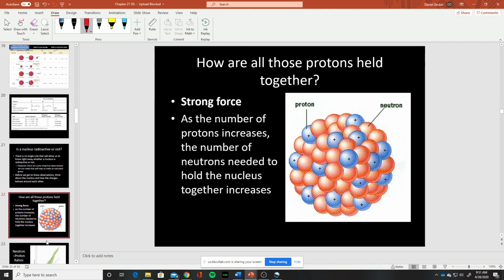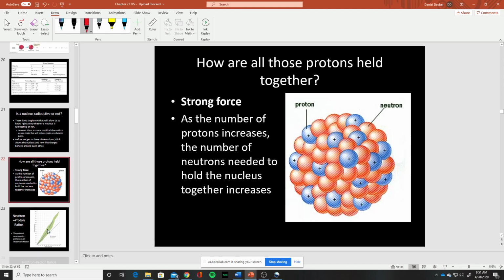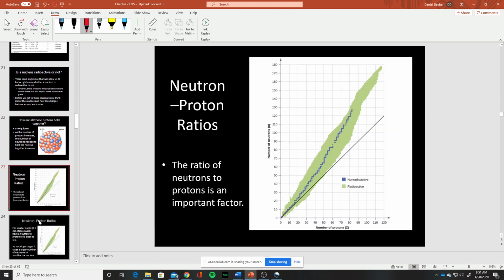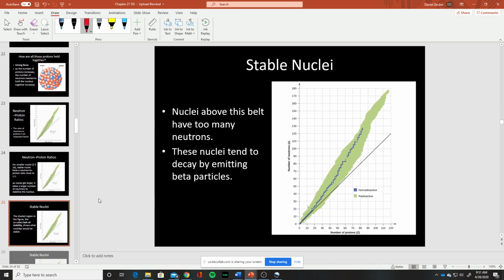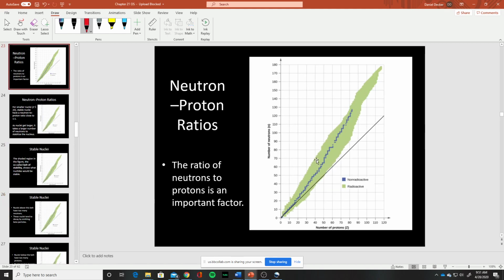In addition to this, I do expect you to know that the strong force is what holds the nucleus together. So that is the glue between the neutrons and the protons that holds the nucleus together. I considered trying to insert images like this and ask you, what kind of decay is most likely to happen based on the location of this isotope, but I ended up not doing that.